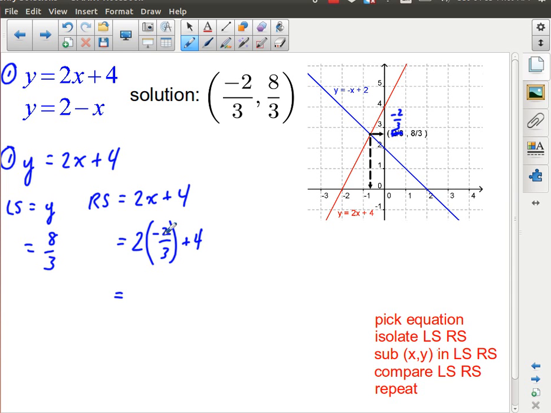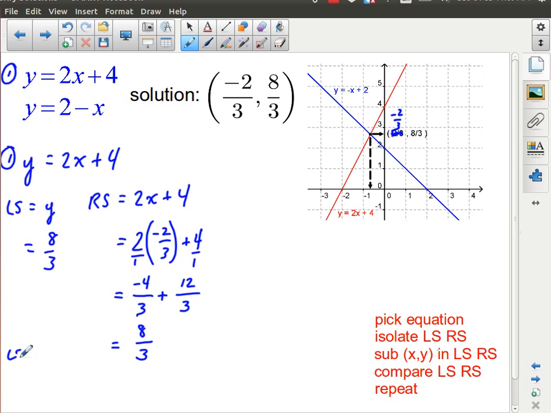2 times negative 2/3, we have to remember that this is the same as 2 over 1. So 2 times negative 2 is negative 4, over 1 times 3 is equal to 3. And I might as well change this into a common denominator of 3. And instead of 4, remember that's 4 over 1. So I multiplied the 1 by 3 to turn it into the denominator of 3. So I multiply the 4 by 3, that gives me 12. Negative 4 plus 12, add the numerators, ends up being 8. Keep the denominators, we end up with 8/3.